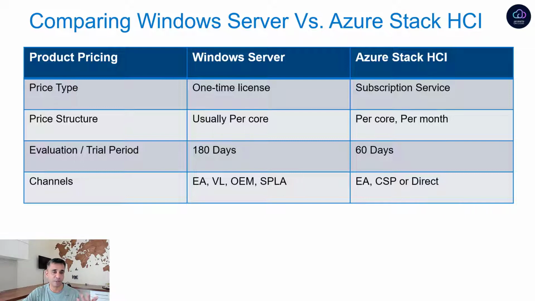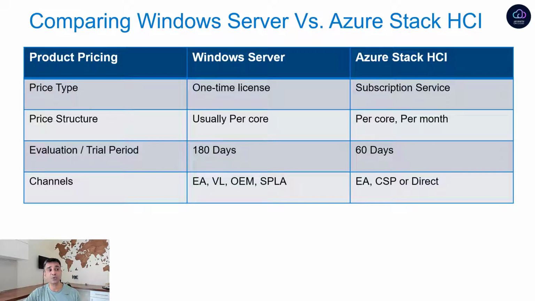Could be an enterprise agreement or volume-based. Whereas Azure Stack HCI is a pay-as-you-go kind of a service, which means there is a monthly subscription cost associated with it, which is right now at $10 per core per month. So Azure Stack HCI is pay-as-you-go, whereas Windows Server is a one-time licensing type.